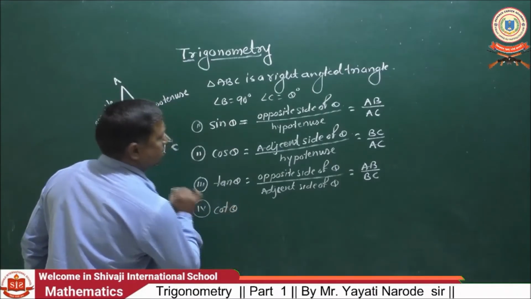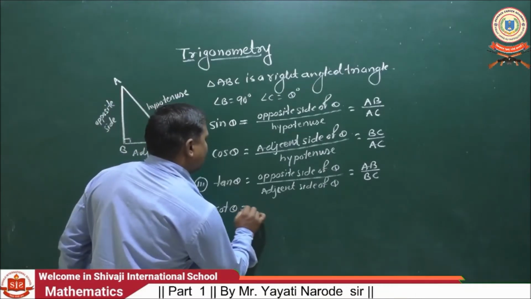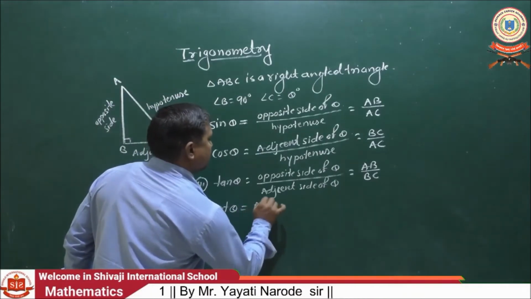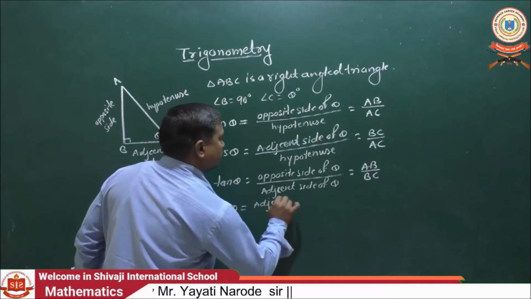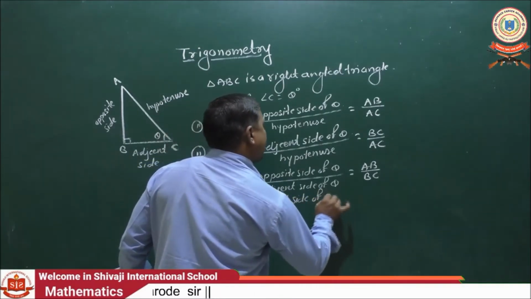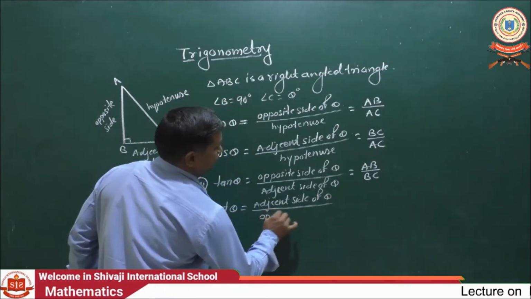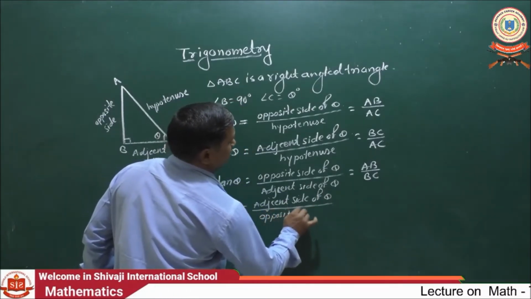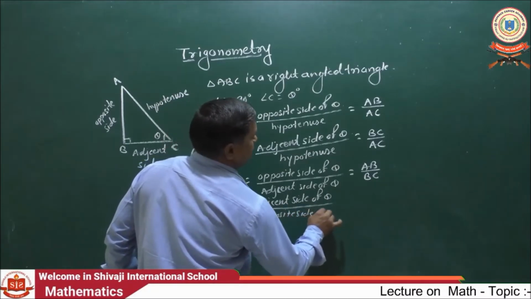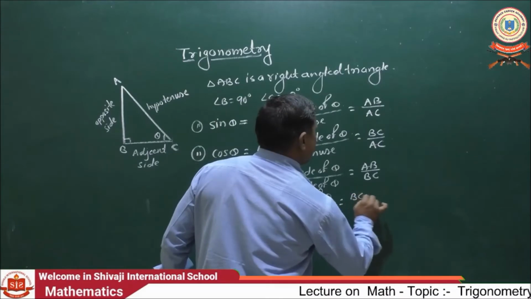Then the fourth one is cot theta. Cot theta is the reciprocal of tan theta. Therefore, the reciprocal of tan theta means the adjacent side of theta upon the opposite side of theta. Therefore it is equal to BC upon AB.